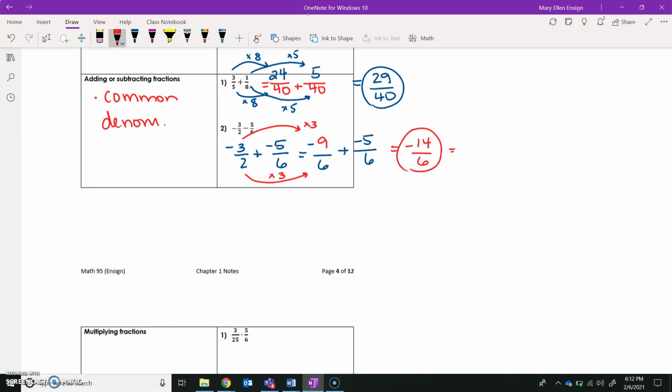We can also reduce this. 2 goes into both of those. So I get negative 7/3.